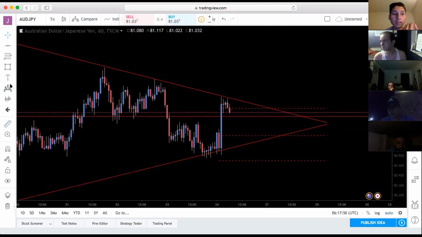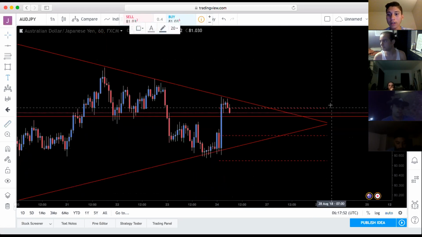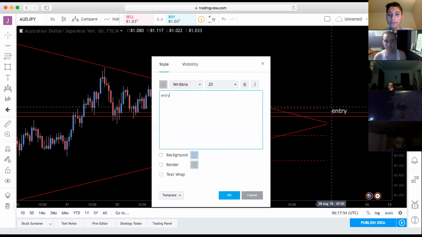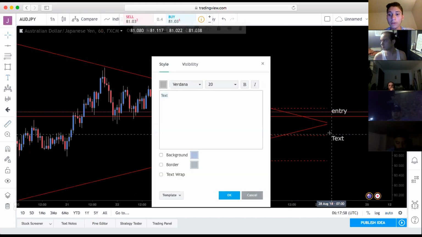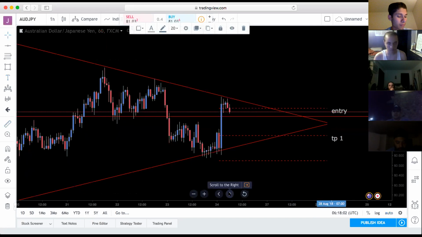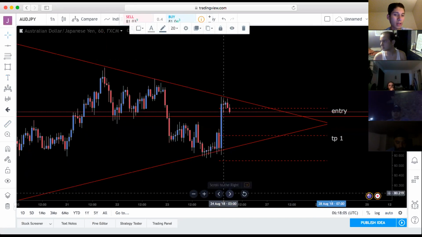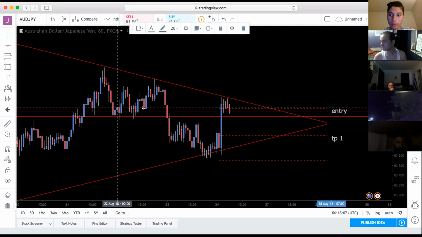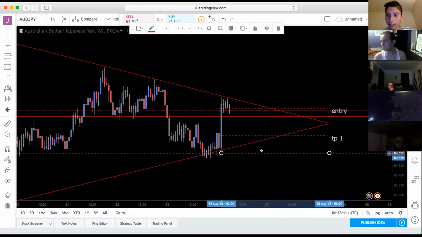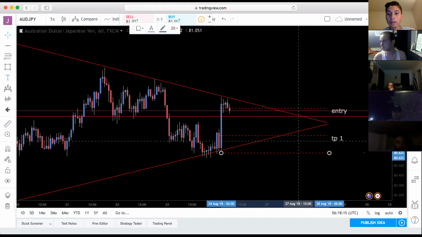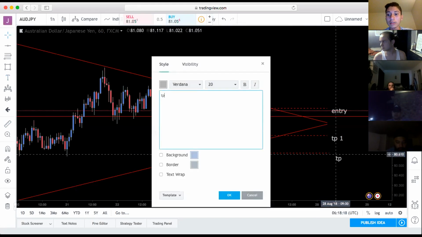So their TPs for this, their entry was actually right here. TP1, right? Let me see what the other one was. Oh, and then they're calling the other one 60 pips below. So they're calling TP2 right about right here where I called out the second one, right? So they're literally just trading from support to resistance, right? Hey, that's what I would do.